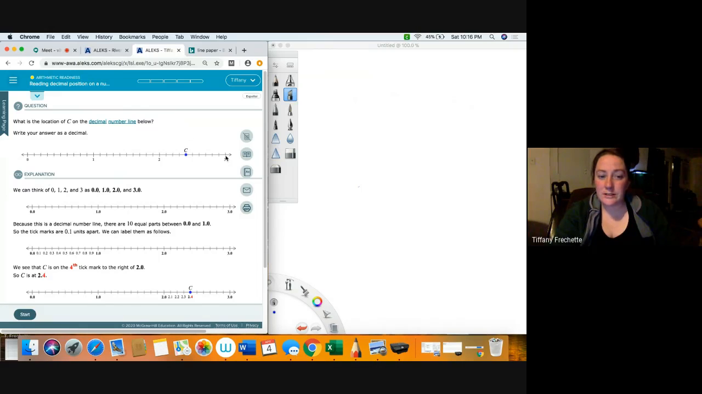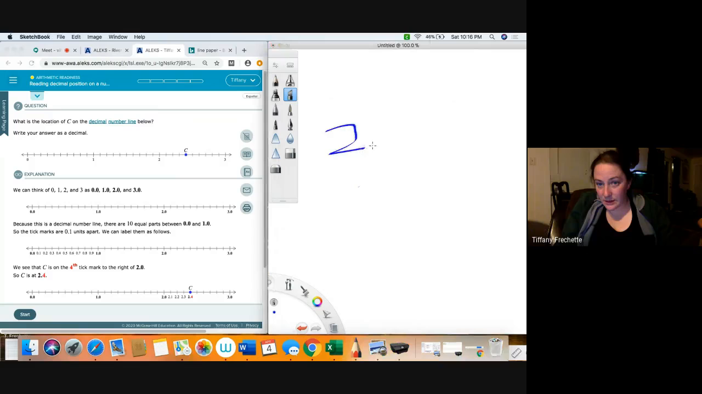So what we need to do is decide how many whole numbers it is. If we can come to that number before passing the point that they're asking for, it has that whole number. So this has a whole number of 2 because we can come all the way to 2. Now we need to figure out how many tenths it has. So we simply count and we go 1, 2, 3, 4. So in this case, 2 is the whole number, and then we put our decimal point, and then 4.